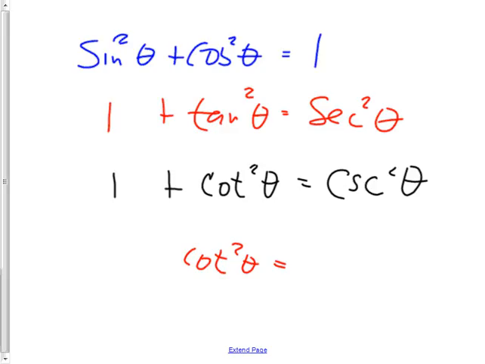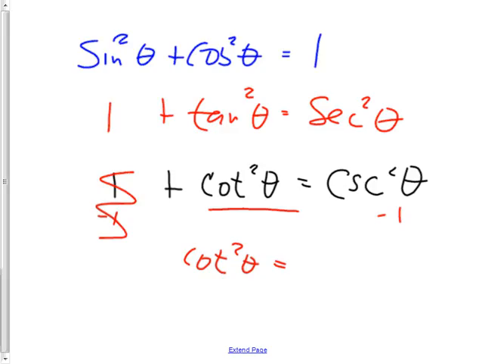Well, basically what you're telling me, Mr. Server, is to solve for cotangent squared. So I can just subtract 1 from both sides. Yep, you're right. Cosecant squared minus 1. Raise your hand if you had that one right. Okay, good. Then, if you can factor it, you should.